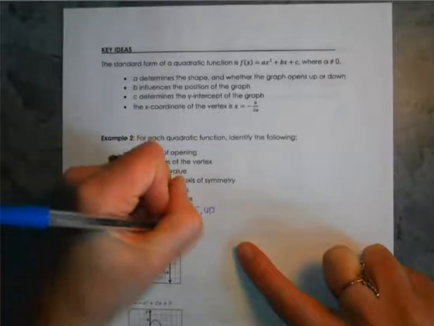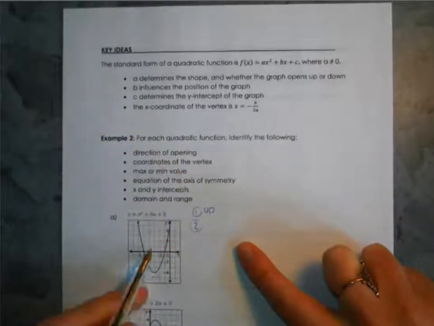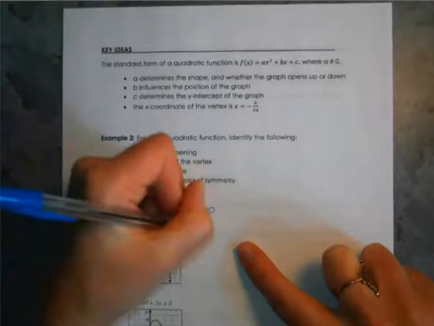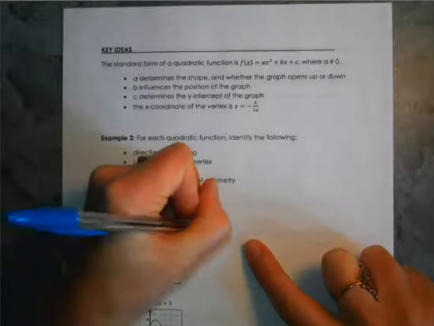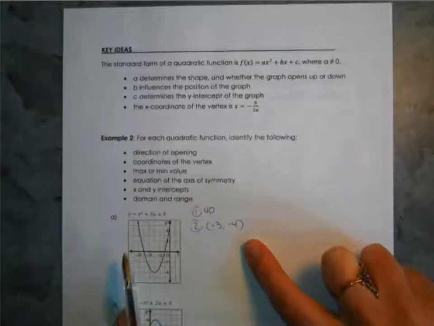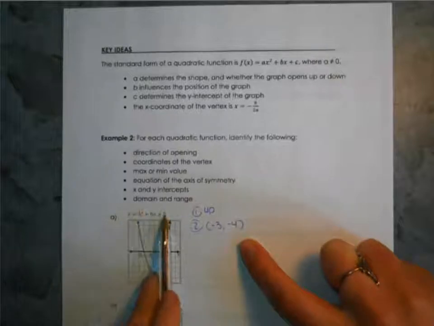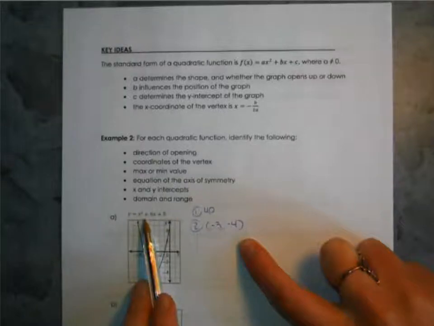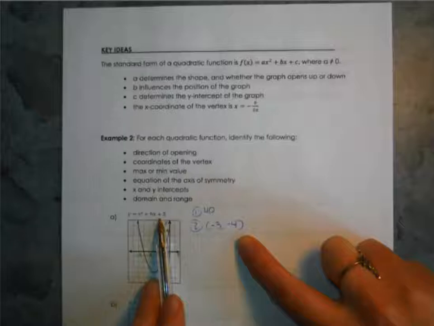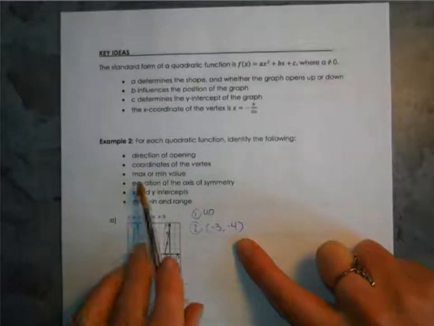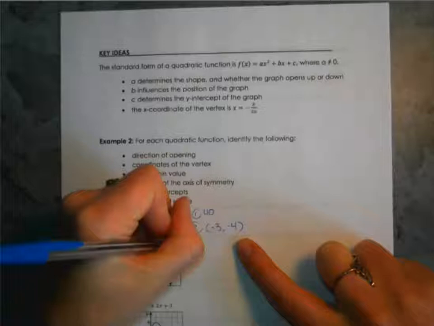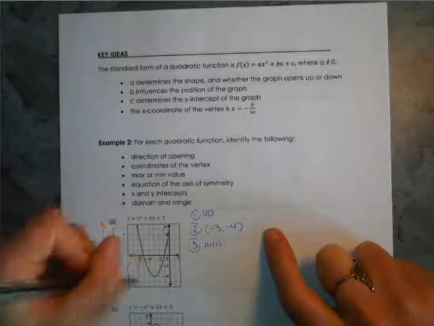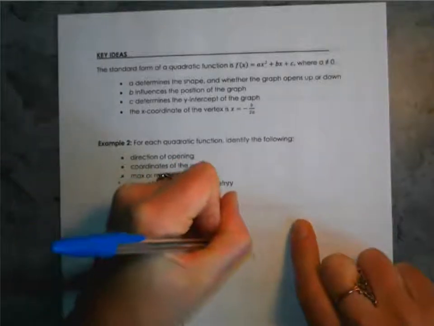Coordinates of the vertex, what do we have there? Well, we can see that the coordinates are x value of -3, y value of -4, so (-3, -4), which we don't really see reflected in this equation directly, right? So we can just be aware of that. The maximum or the minimum value, well, in this case, because it opens upwards, we're going to have a minimum. And the minimum value is going to be y is equal to -4.